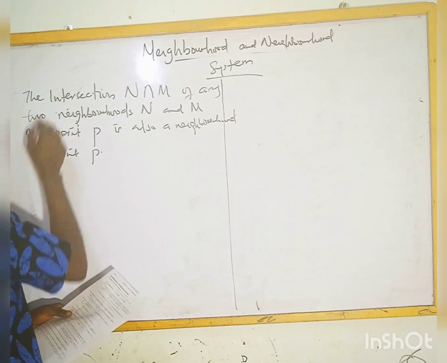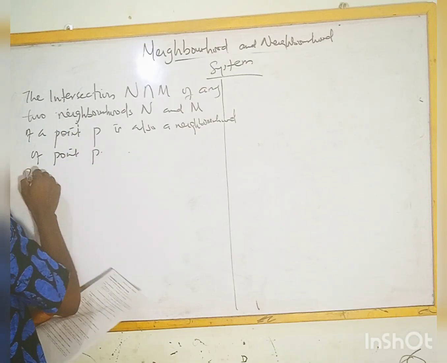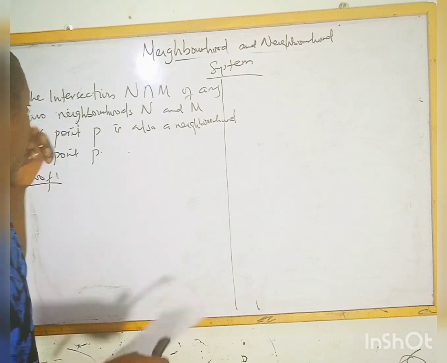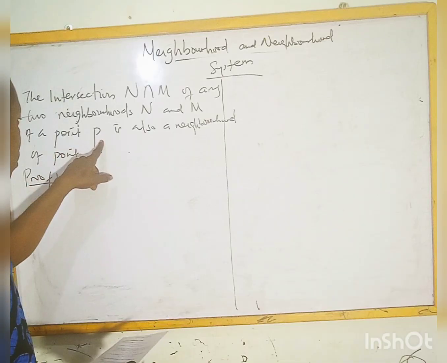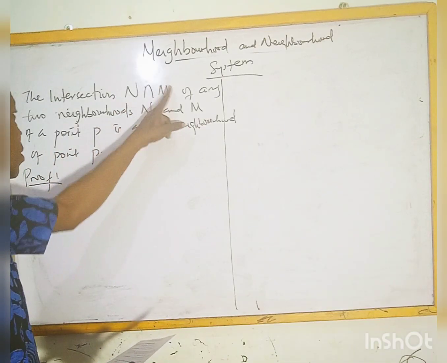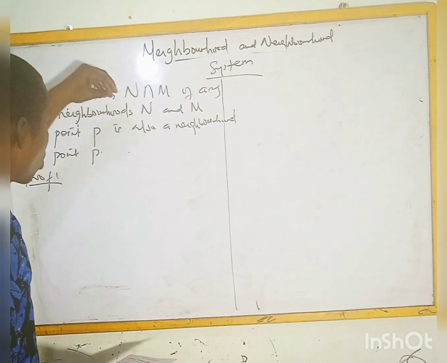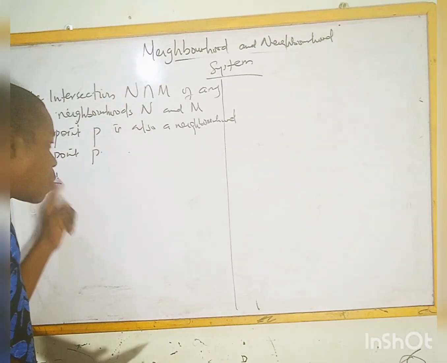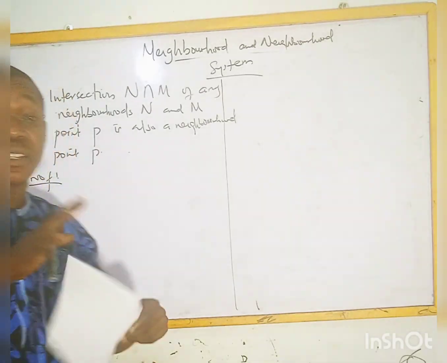So what do we mean? We want to prove this result. We are given that if N is a neighborhood of a point P, and M is also a neighborhood of point P, then the intersection of N and M is a neighborhood of that point P. So that is what we need to prove. It's very easy to prove.